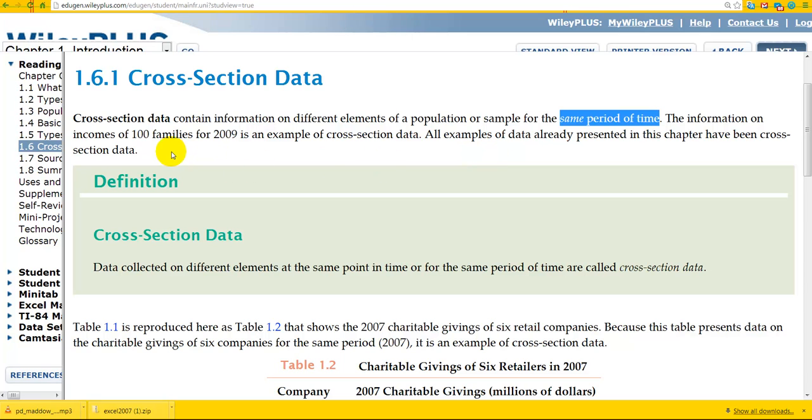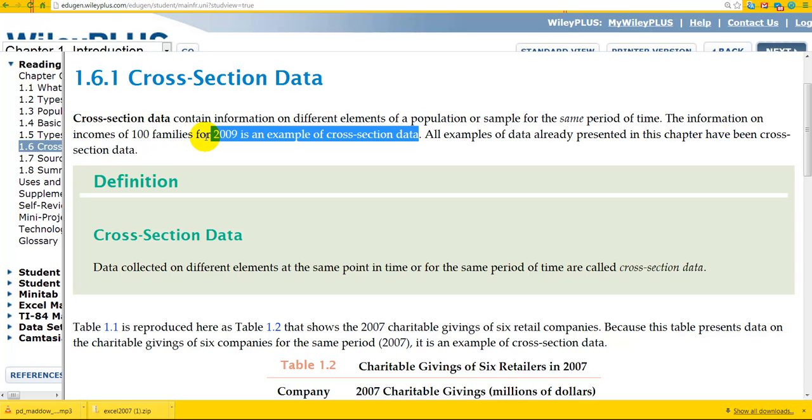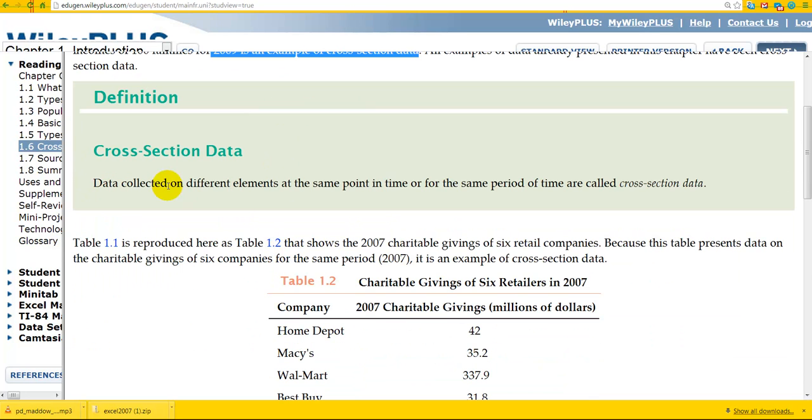The information on the incomes of 100 families for 2009 is an example of cross-section data, right? Because it's the incomes at just one point. It sounds like 1 point is 1 year. That sounds a little bit strange, but basically that's okay. Okay? All examples of data already presented in this chapter have been cross-sections. Actually, we haven't seen anything but cross-section up until now. Okay? So data collected on different elements, this element, then this element, then this element, at the same point in time, or the same period of time. So that's 2007 as a period, are called cross-section data.